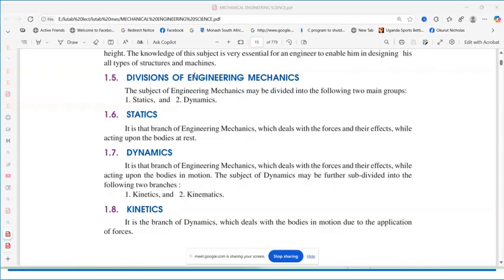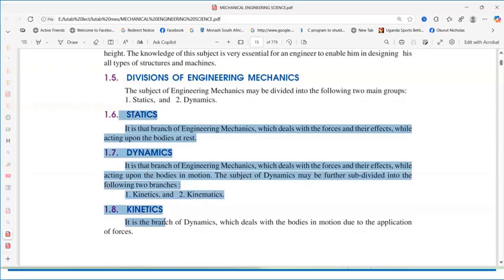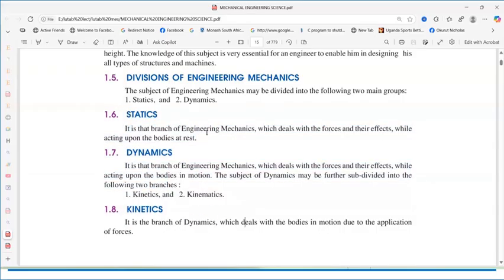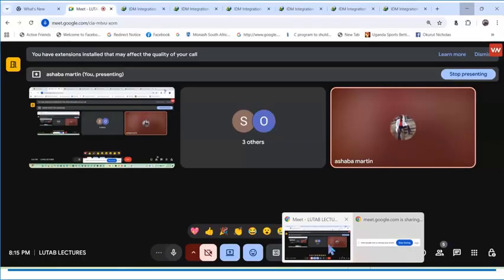So we are saying that the divisions of engineering mechanics, we have statics, dynamics, and kinematics. So statics, these are the words that you have to understand right away from the very beginning. Statics.